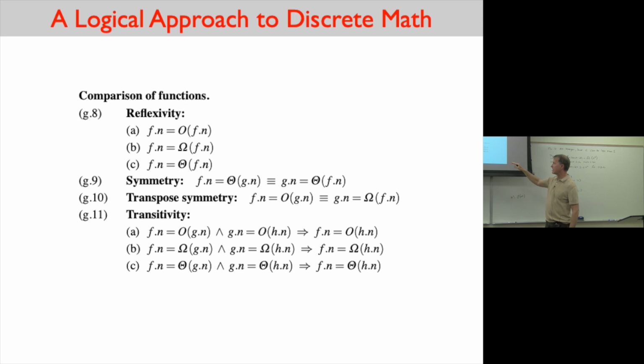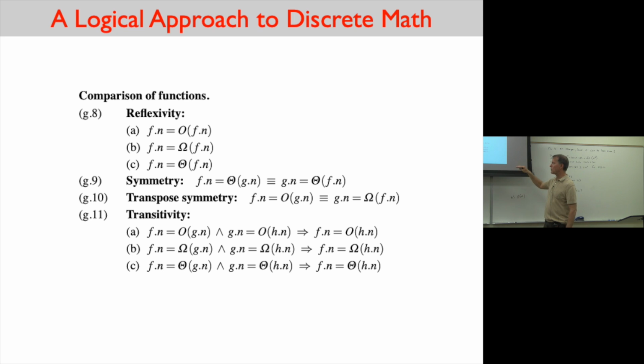If f(n) is big theta of g(n), if it's bounded above and below by g(n), then g(n) is big theta of f(n). But that only works for theta. That's when the upper bound and lower bound are identical anyway.